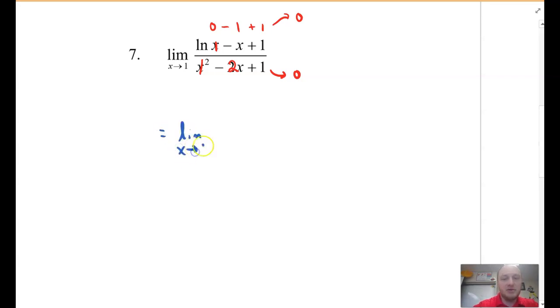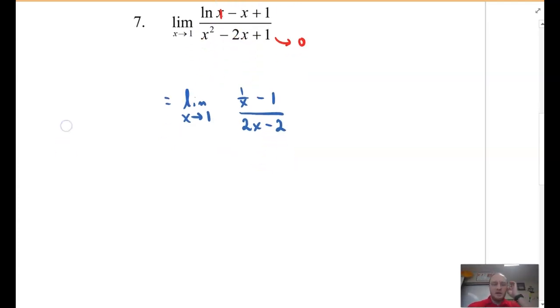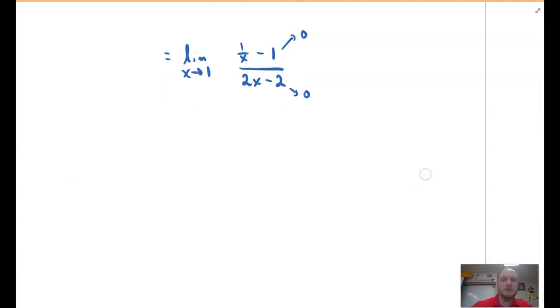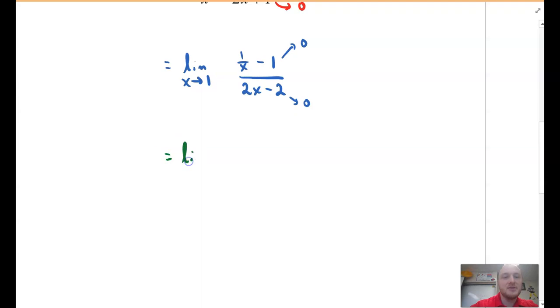So what we can do is take the derivative. Limit as x approaches 1. Derivative of natural log of x is 1 over x. Derivative of x is 1. And down here we get 2x minus 2. Okay, so we'll now plug this in. So if I plug in 1, we get 1 minus 1. Hey, that's 0. And then down here, I plug in 1. That's 2 minus 2. That's 0. Okay, shucks. Shoot. That's what Ella says.